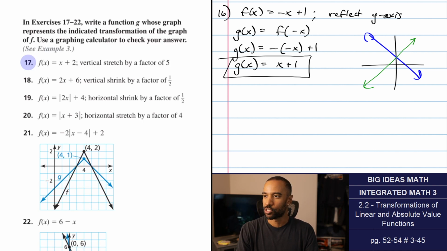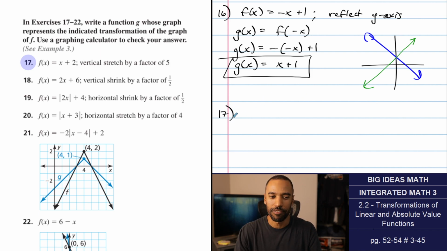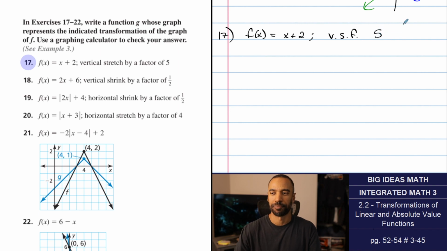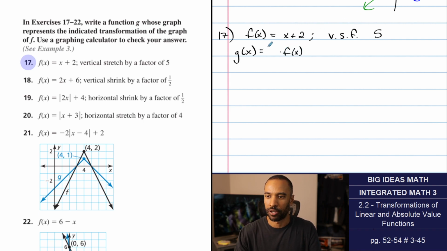Let's move forward. Exercises 17 to 22, we're going to start doing vertical stretches and shrinks, horizontal stretches and shrinks. Write a function g, use a graphing calculator. No. Let's do one of each, it looks like. Number 17, we have f of x equals x plus 2. We are going to vertically stretch by a factor of 5. So g of x takes the f of x graph and makes everything 5 times bigger. That includes the 2. Every y value becomes 5 times the size of what it was before.